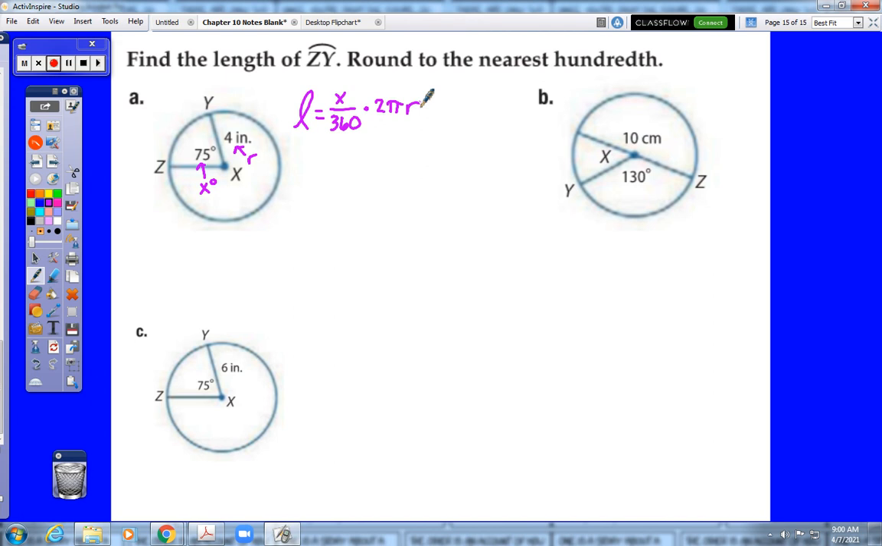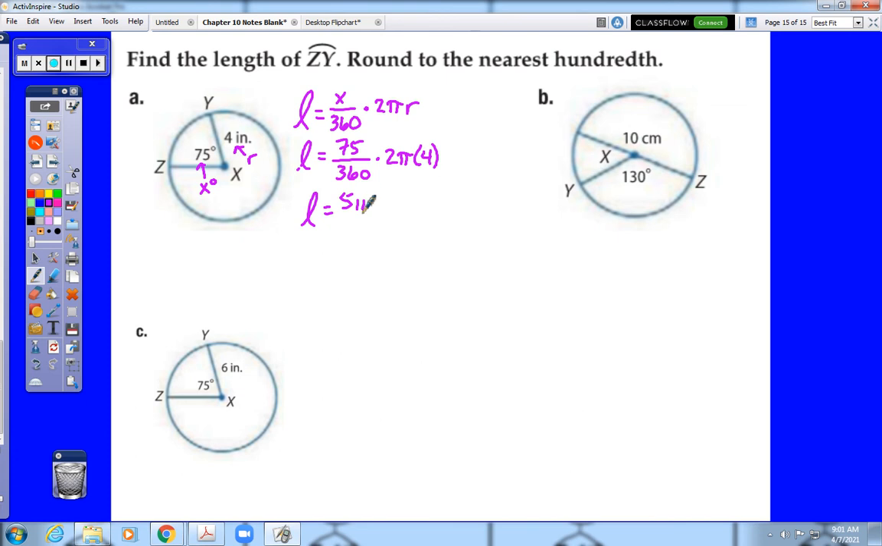So the one your book gives you is x over 360 times 2 pi r. So that would be, in this case, 75 over 360 times 2 times pi times the radius, which is 4. So we feed that to our calculator. Be very careful typing it into your calculator. 75 over 360 times 2 times pi times 4. And it's going to give us an exact answer of 5 pi over 3 inches, which is fully acceptable.